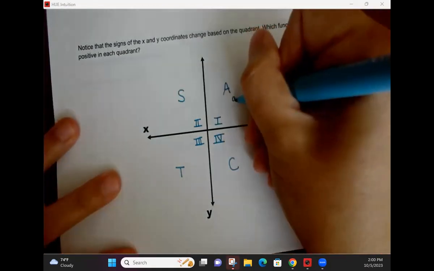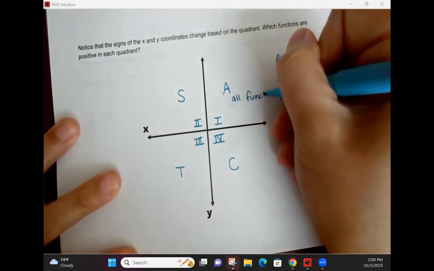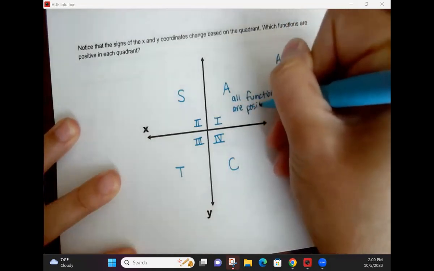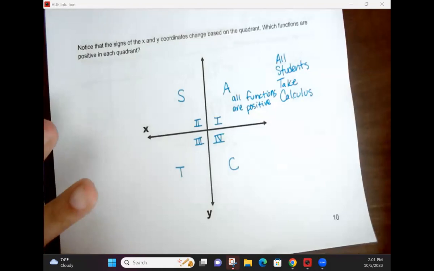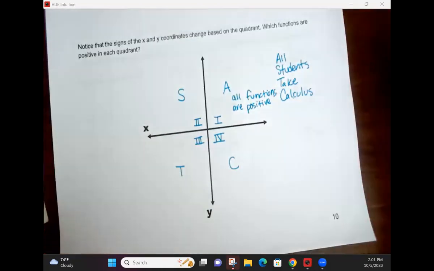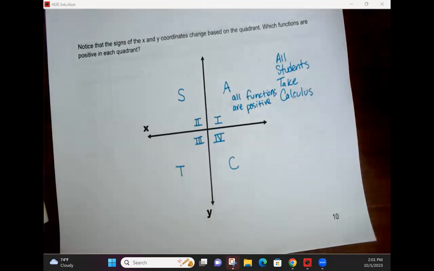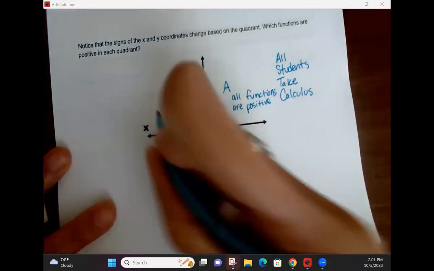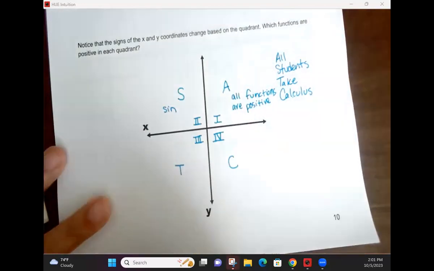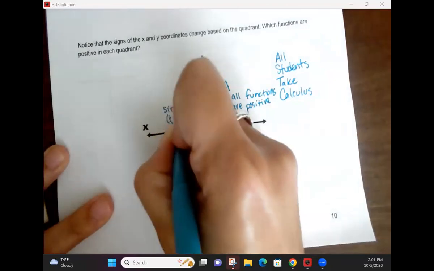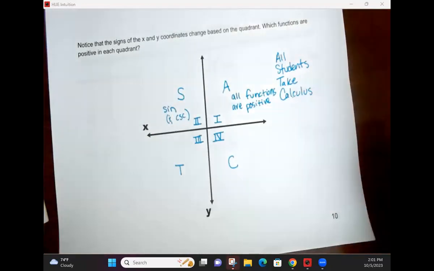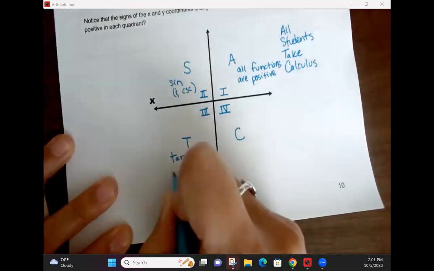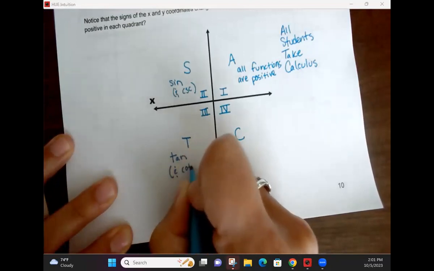So A, all functions are positive. That should make sense because everything in the first quadrant is positive. X is positive, Y is positive. So if I look at reciprocals or ratios, I'm looking at all positive numbers. In the second quadrant, sine is positive, and that means that cosecant will also be positive. Its reciprocal. In the third quadrant, tangent is positive, which means cotangent would also be positive.